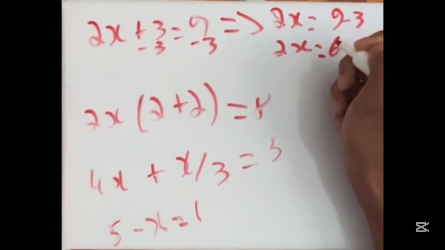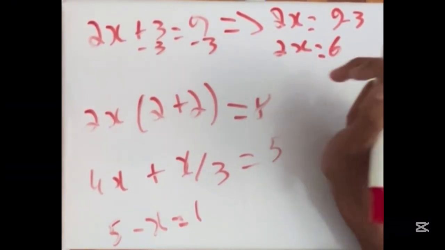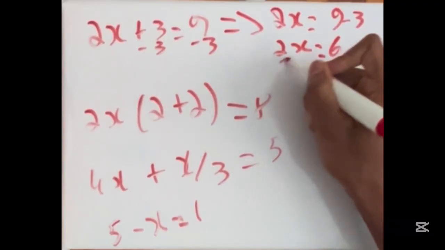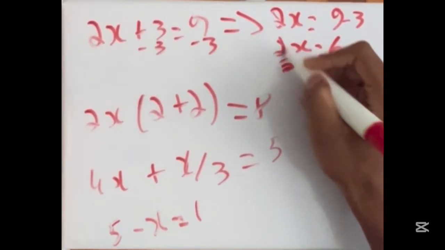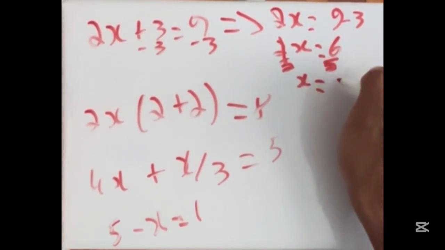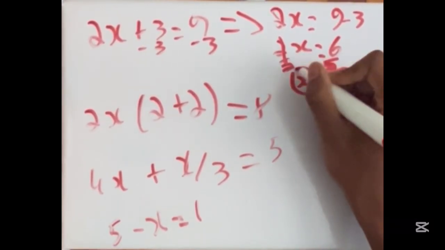And what are we going to do here? We just do the opposite of multiplying by 2. We divide by 2 on both sides, so this 2 cancels out. So x equals 3. This is your answer for the first one.